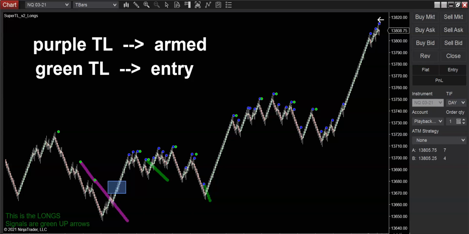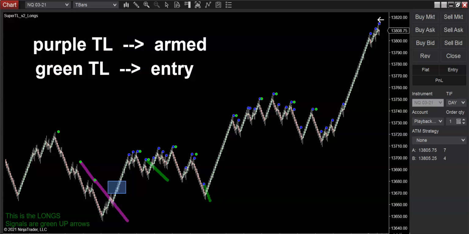Okay, so listen, at the end of the day, this is simply a color-coded, simplistic system. It doesn't use any indicators, doesn't use any nonsense. This is just real price action trading using an interesting combination of purple trend lines and green trend lines.